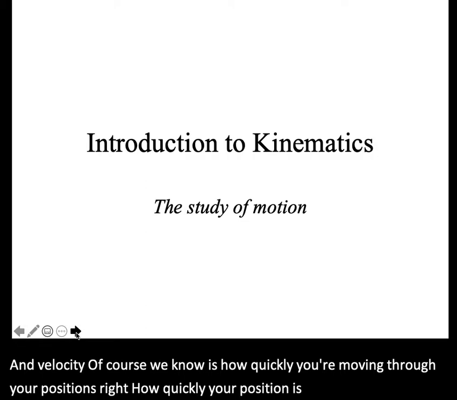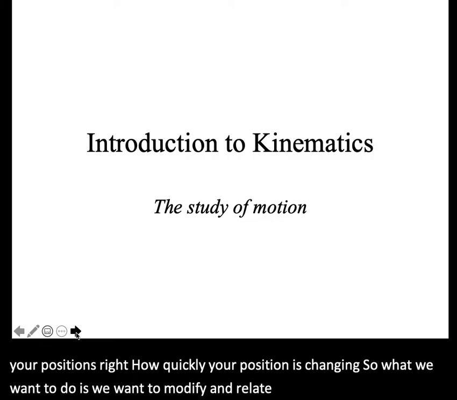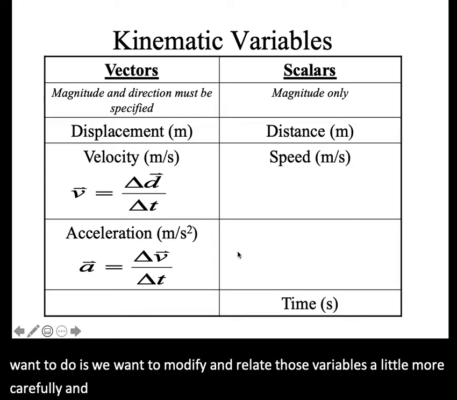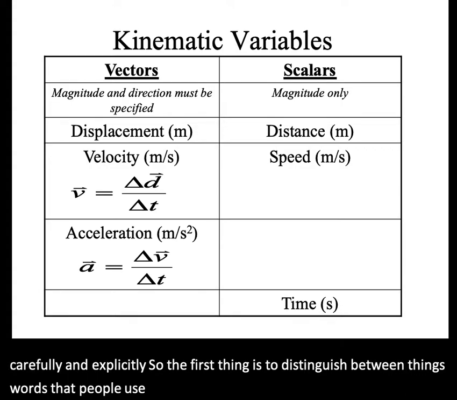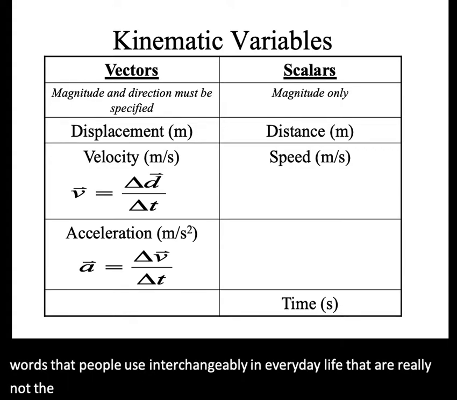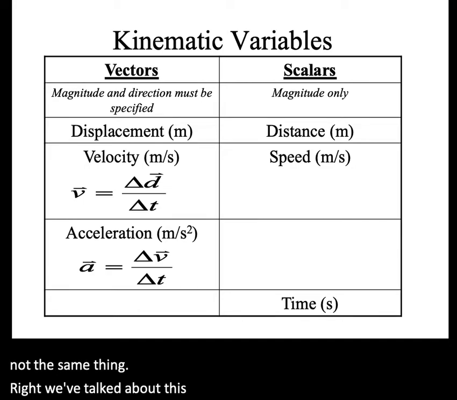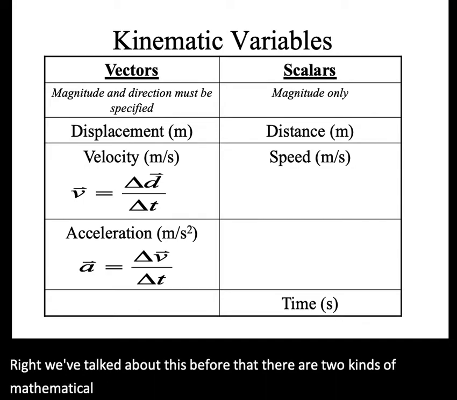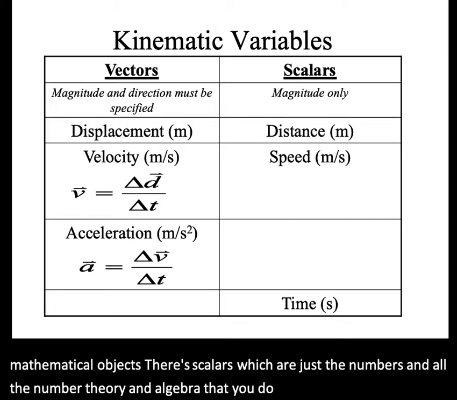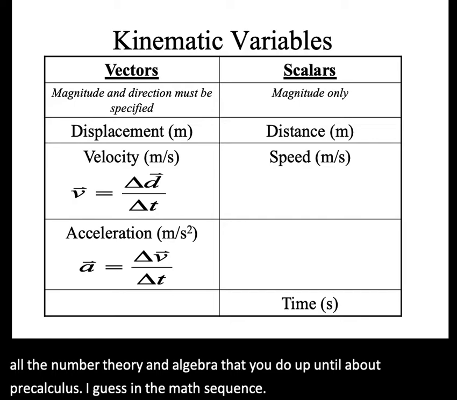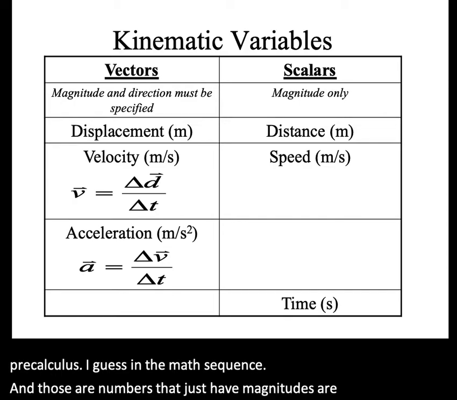So what we want to do is codify and relate those variables a little more carefully and explicitly. The first thing is to distinguish between words that people use interchangeably in everyday life that are really not the same thing, right? We've talked about this before, that there are two kinds of mathematical objects. There's scalars, which are just the numbers and all the number theory and algebra that you do up until about pre-calculus, I guess, in the math sequence. And those are numbers that just have magnitudes. They're not associated with directions.